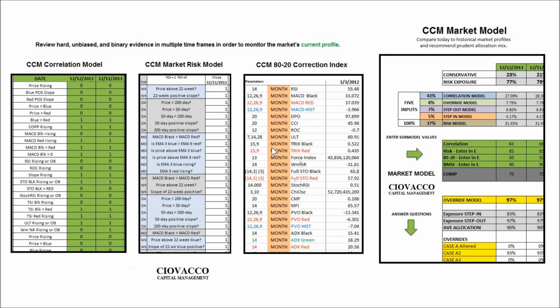looks at the current profile, compares it to past profiles, and recommends a prudent allocation between risk assets such as stocks and conservative assets such as bonds. Conservative assets can consist of cash, bonds, currency, or any number of investment options.